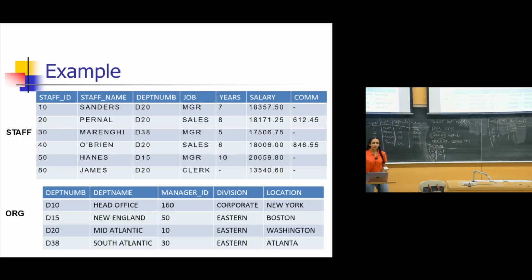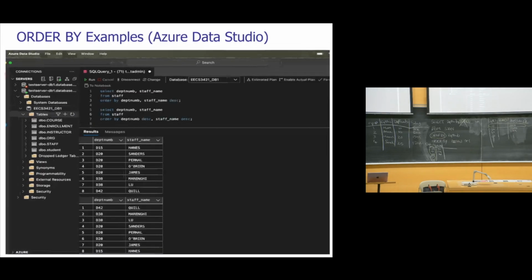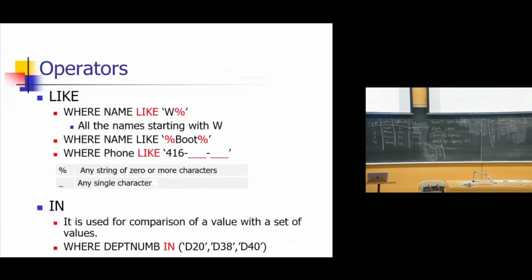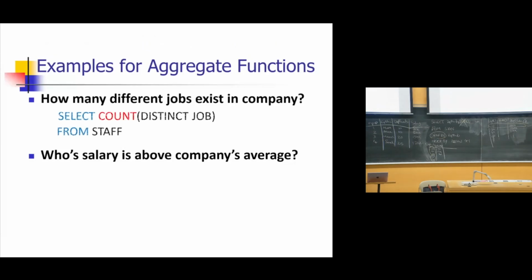What if you want to count or find the number of different jobs or distinct jobs that you have? Which aggregate function are you using? Count, right? So easy. Then you just write select count distinct job from staff. One common mistake I see is people writing select distinct count job. So you always write select count, and then distinct job, okay?